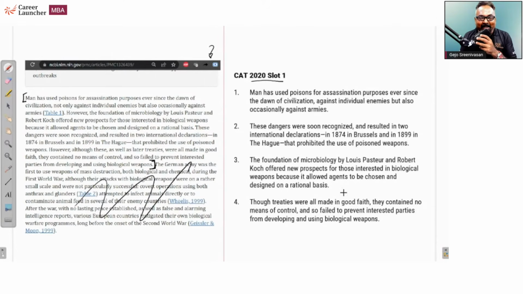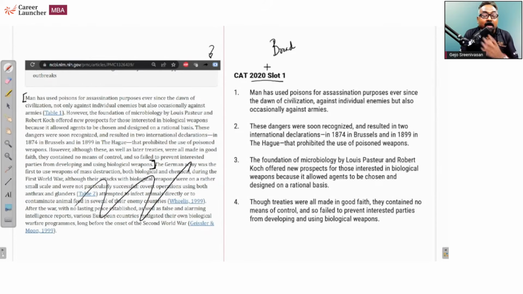You don't want to read it. Okay. First, let's look at these 4 sentences and try and make sense of them first, before we look at the source. Man has used poisons for assassination purposes ever since the dawn of civilization, against individual enemies, but also occasionally against armies. Wow, what a sentence. That's like one broad sentence.